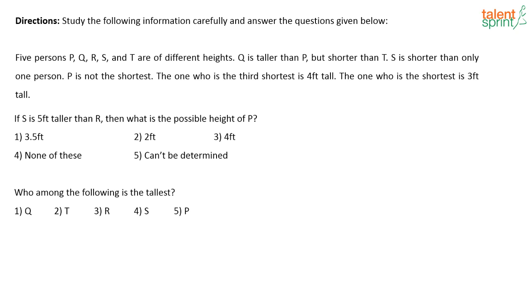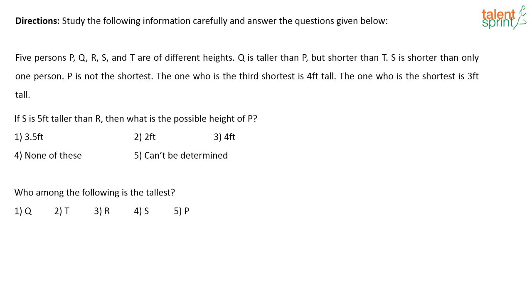Study the following information carefully and answer the questions given below. 5 persons P, Q, R, S and T are of different heights. Q is taller than P but shorter than T. S is shorter than only one person. P is not the shortest. The one who is the third shortest is 4 feet tall. The one who is shortest is 3 feet tall. And then based on that, questions are given.